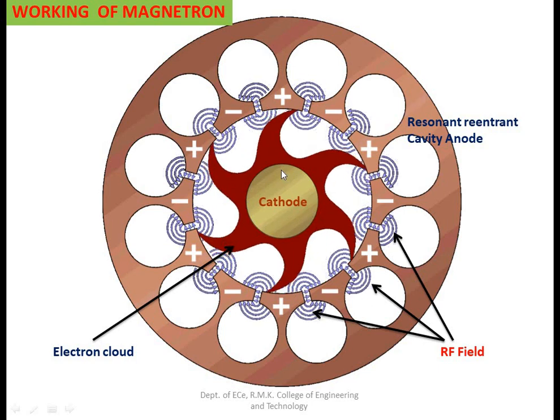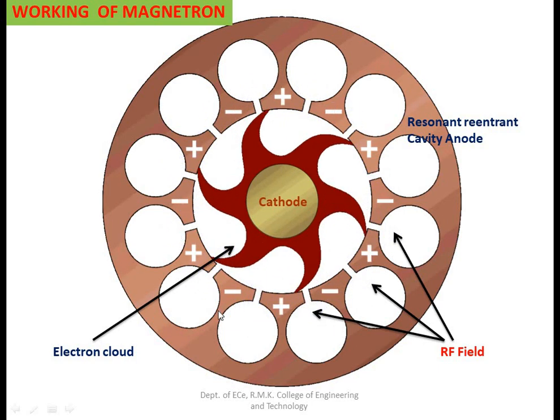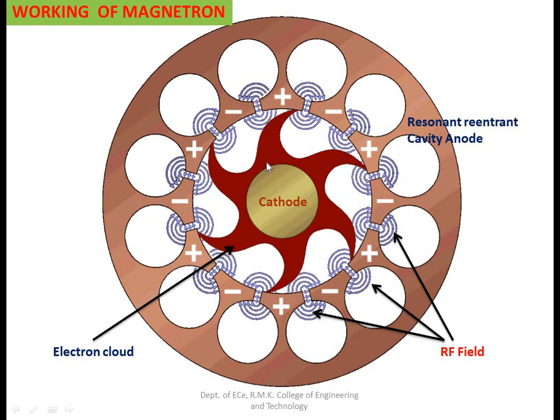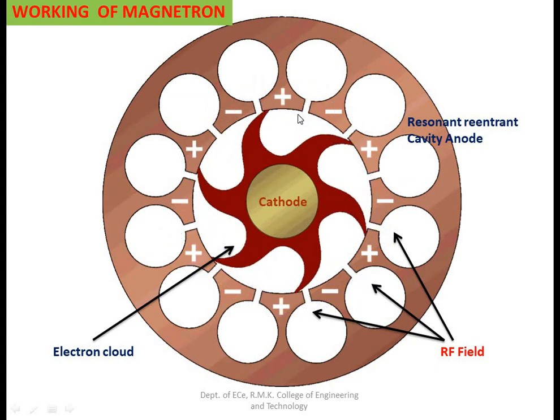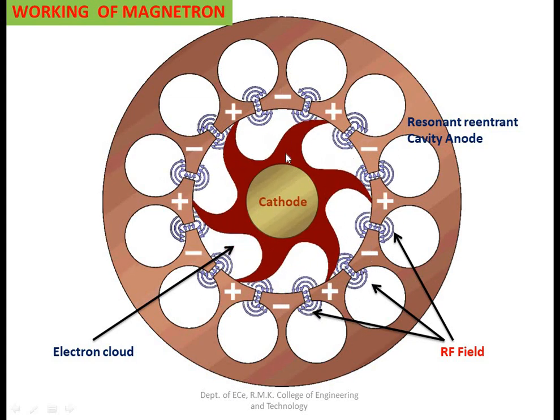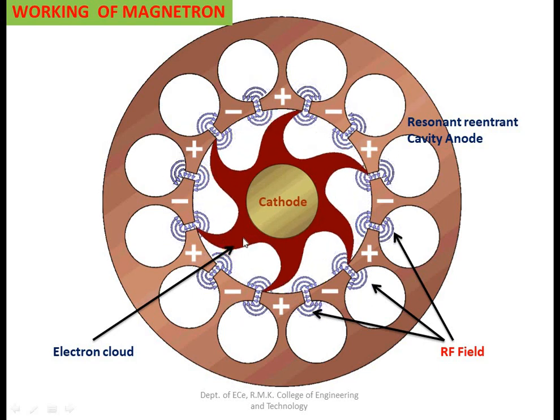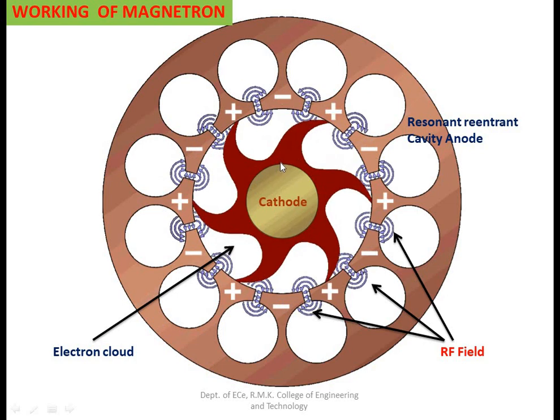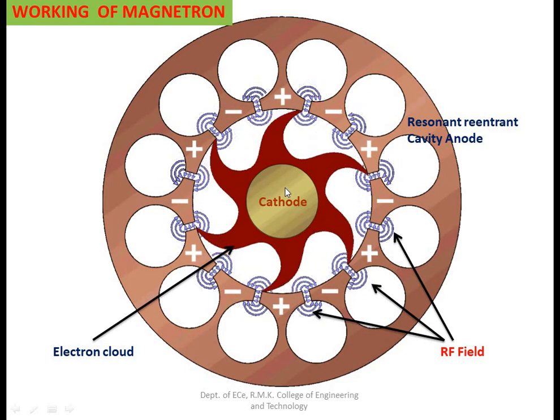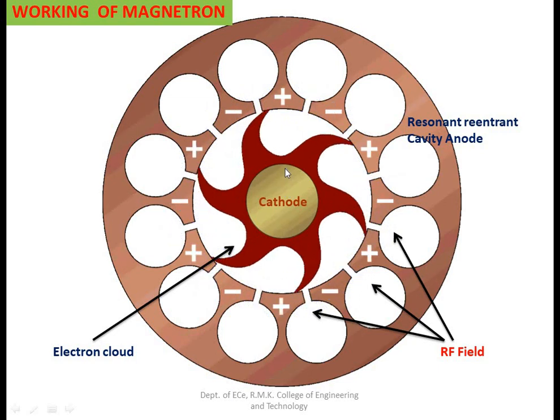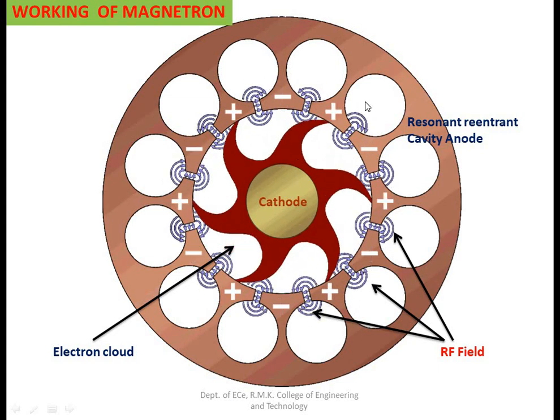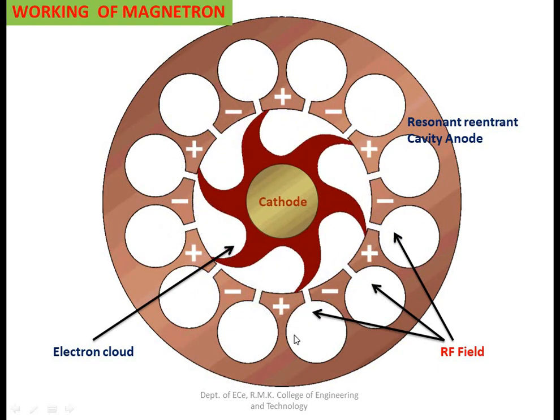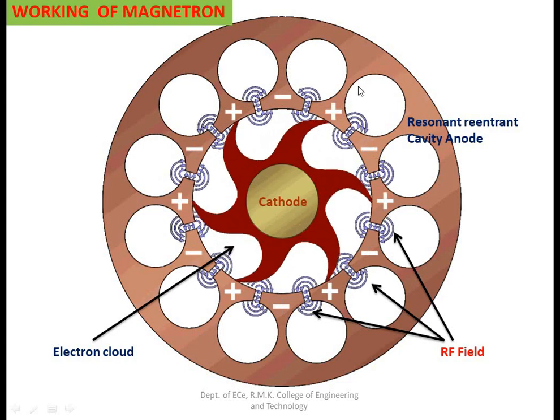The middle part is the cathode and the surrounding part is the anode. See how the RF field is produced after applying the electric as well as the magnetic field. This blue line is the field component produced in the cavities, and this spike shape is the electron, showing how it interacts in the resonant cavities. Electrons are generated from the cathode by applying high voltage across cathode to anode, and the generated electrons interact with the RF field produced in the circular shape. These are called resonant reentrant cavities, the resonant structure.